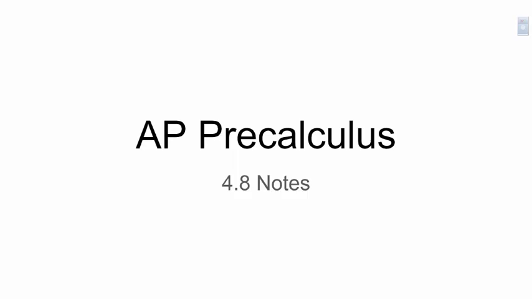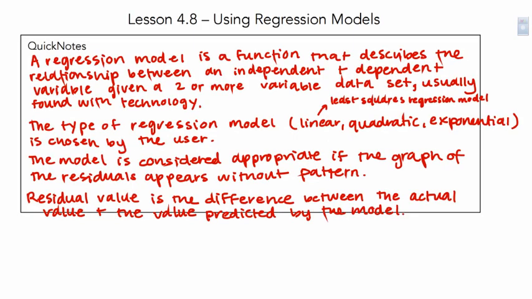All right, so now we're going to look at section 4.8, and this is where we're using regression models. A regression model is a function that describes the relationship between an independent and dependent variable, x and y, time and position, things like that. Independent, the value you can plug into. Dependent, the value whose value is dependent on the independent value. So that's going to be your output value. Typically we talk about independent being your domain, dependent being your range.